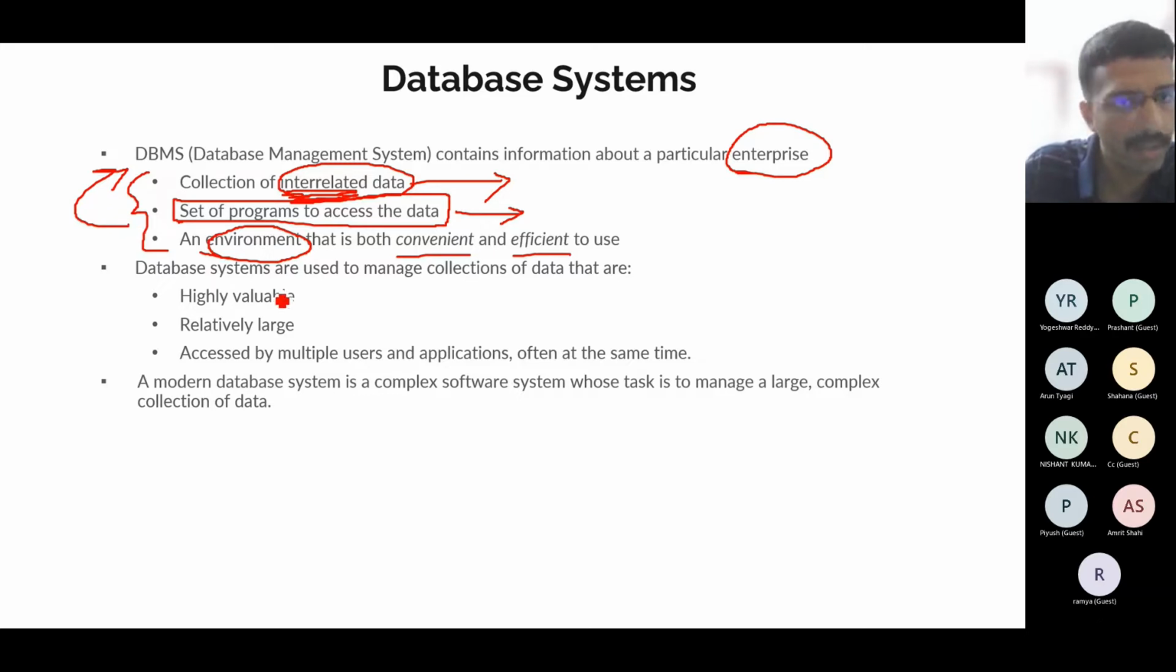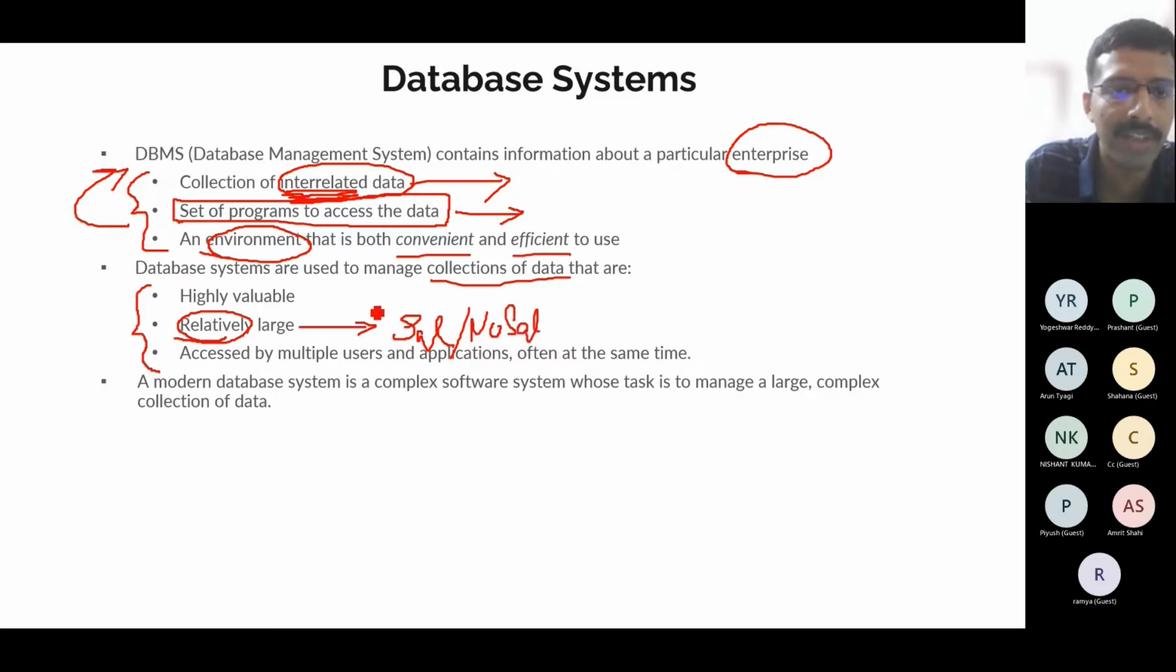And mostly the collections of data that a DBMS manages are highly valuable and relatively large. See the word relatively large here. If the data is very large, for database systems we will mostly use NoSQL systems, now recently. But normal SQL based databases, as we see, will work pretty fine for relatively large data sets. So how big the data set is is one factor which will decide whether I go for an SQL or a NoSQL DBMS.